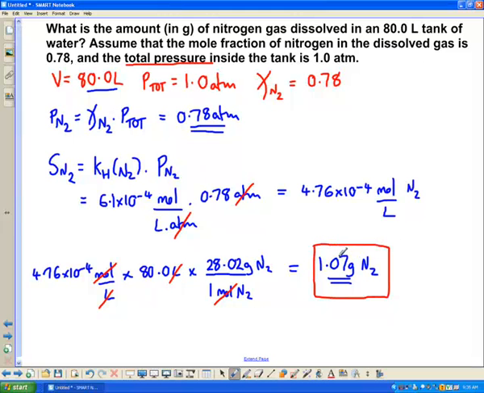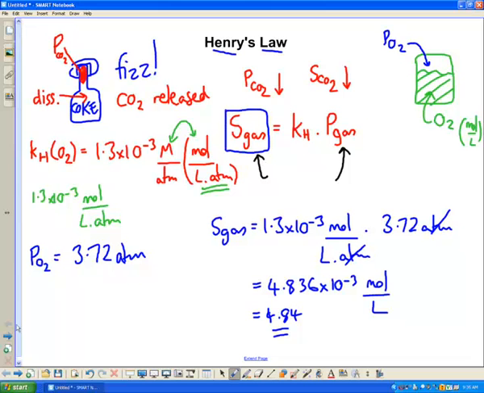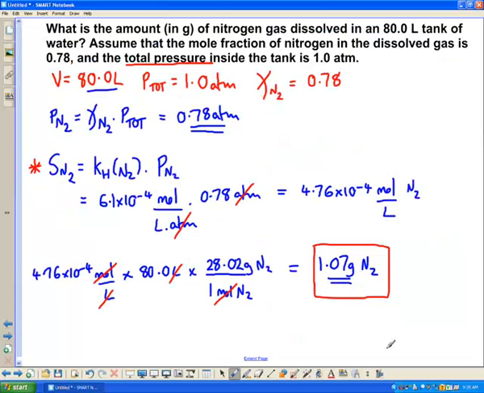So that's a slightly more complicated question involving Henry's law, but we used it right there. And we went through the basics of what Henry's law is all about, and that is it.